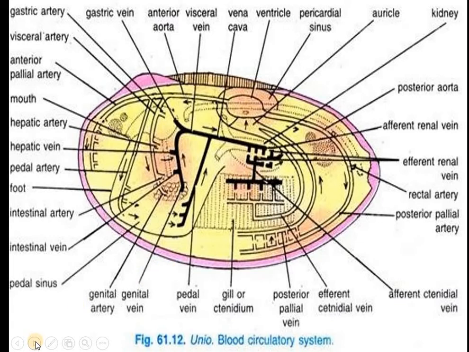But as far as this topic, the circulatory system in the case of Unio, is concerned, we primarily discuss the circulatory system, where we conveniently divide it into the first topic, the heart surrounded by the pericardium, the second topic arteries, the third topic veins, the fourth topic sinuses, and how and where this blood moves. These topics we will discuss in this class.